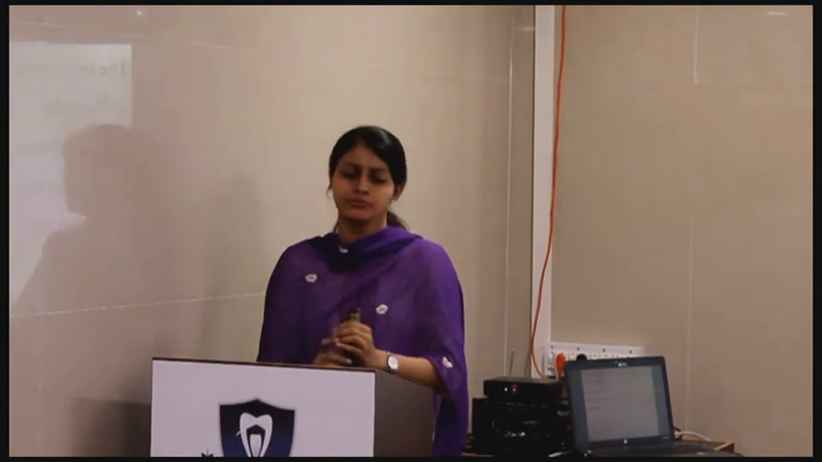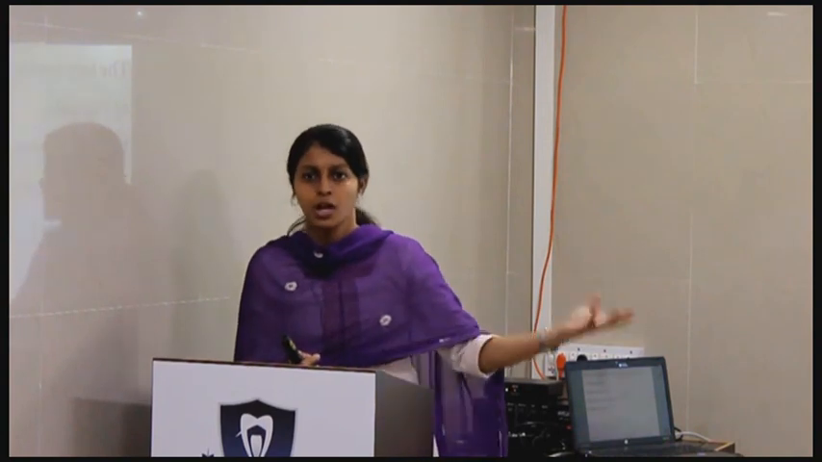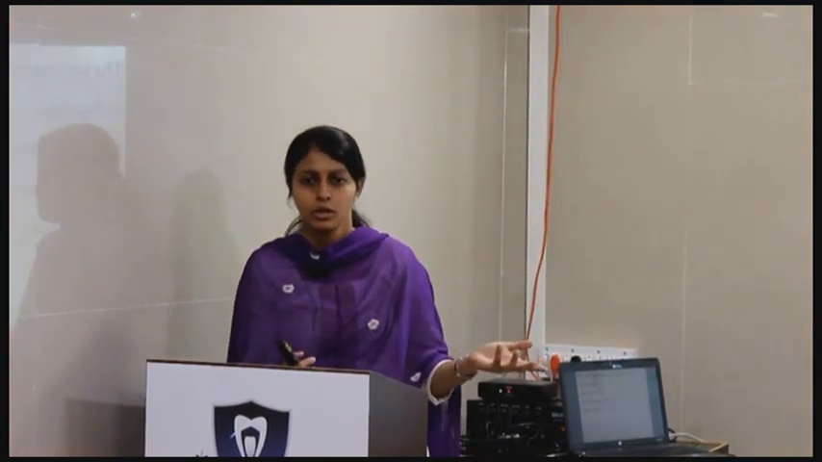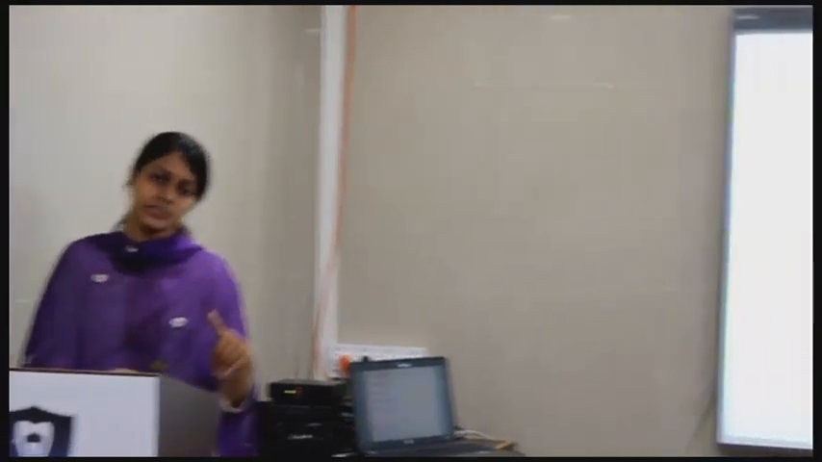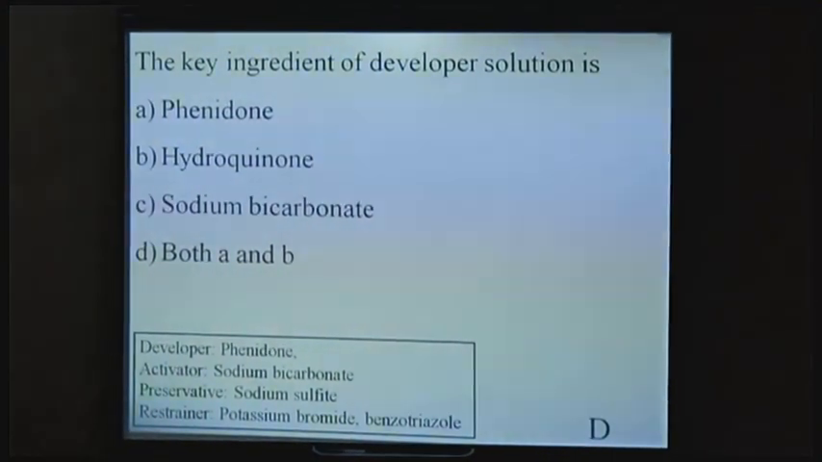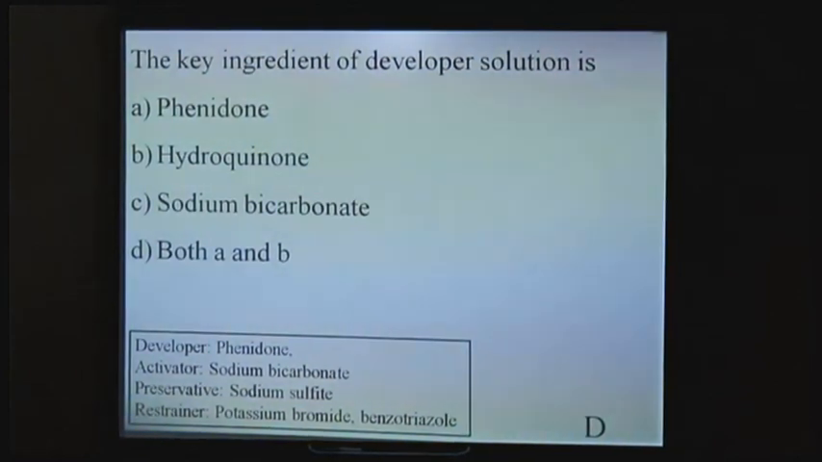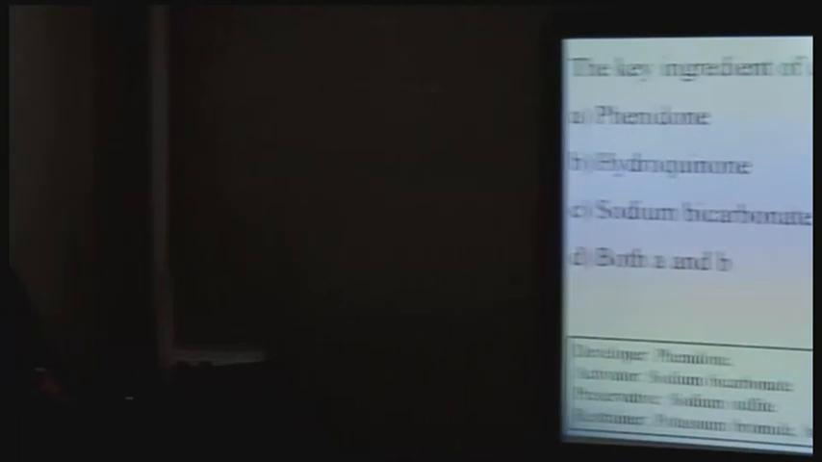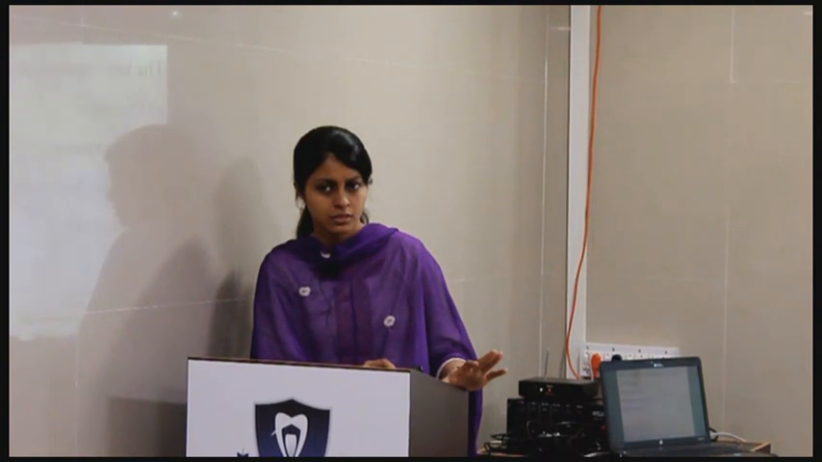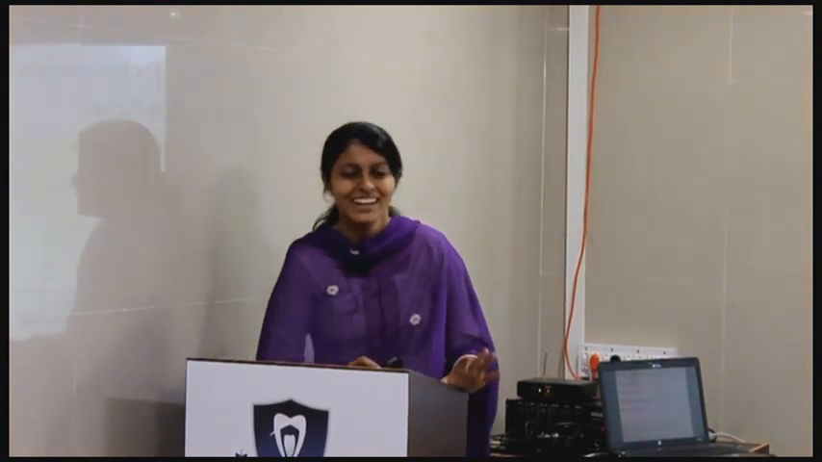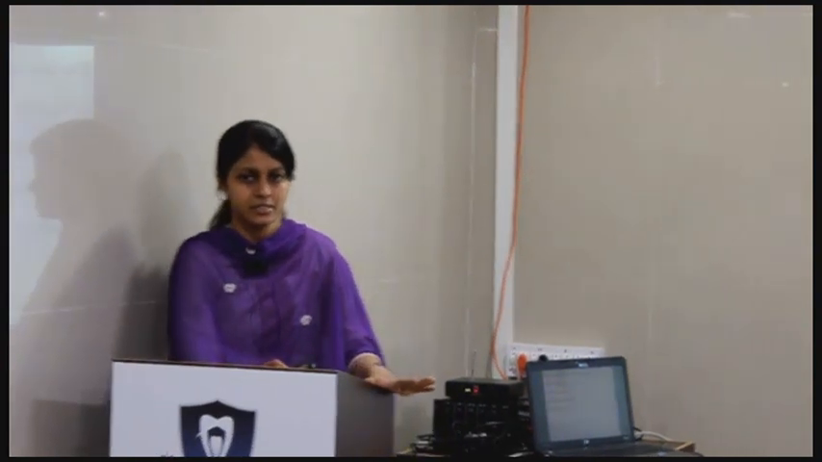Why do you need a preservative? What is the logic behind the preservative? You are placing the solution outside. So, with the interaction with your air molecules, it can get oxidized. So, to prevent the oxidation of developer, you have a preservative. And then there is a restrainer, potassium bromide and benzotriazole. What is the function of a restrainer? It restrains the undeveloped crystals. Okay, unexposed crystals, it will restrain the unexposed crystals. Restrain the development of the film of unexposed crystals.